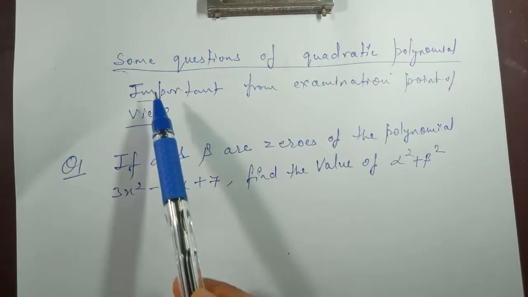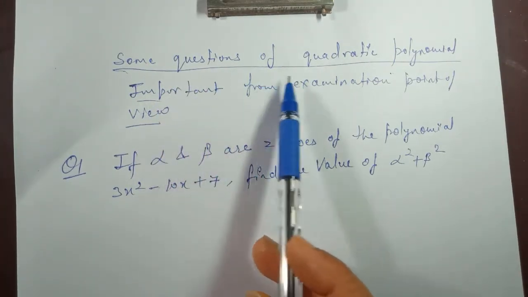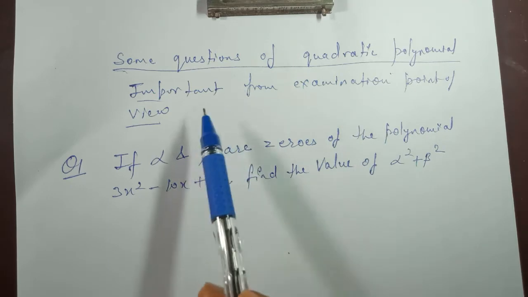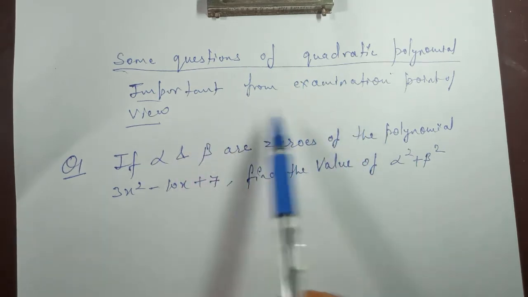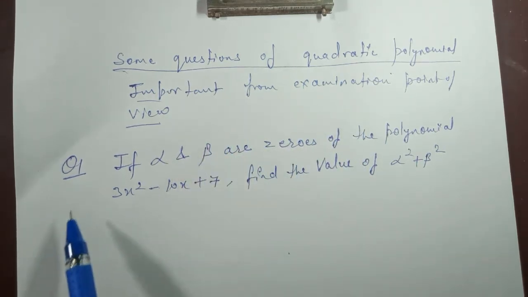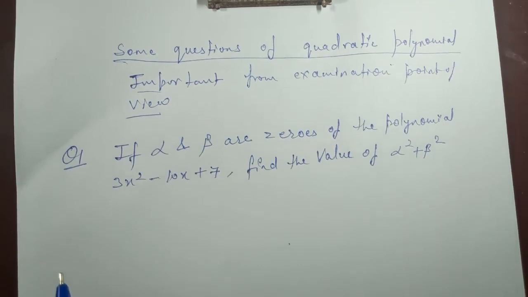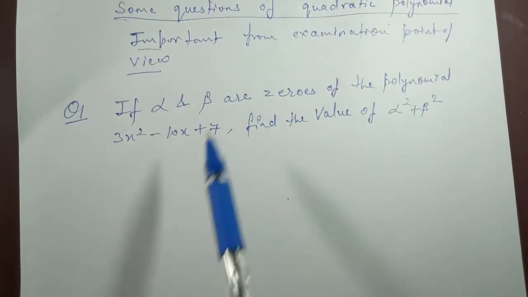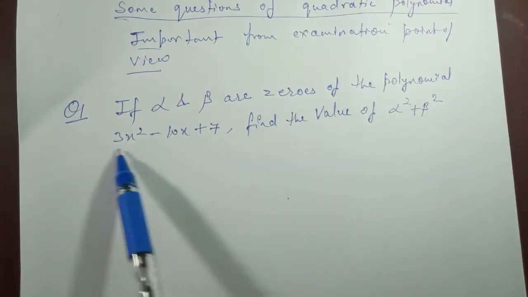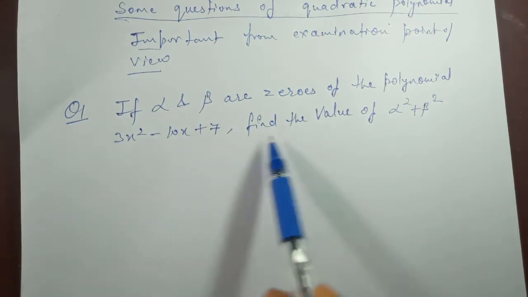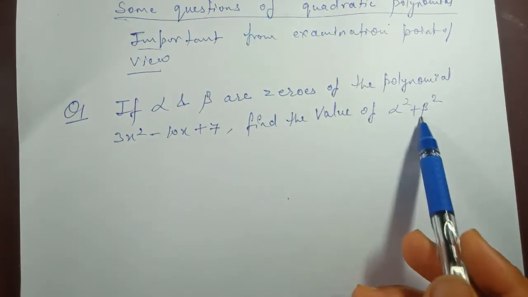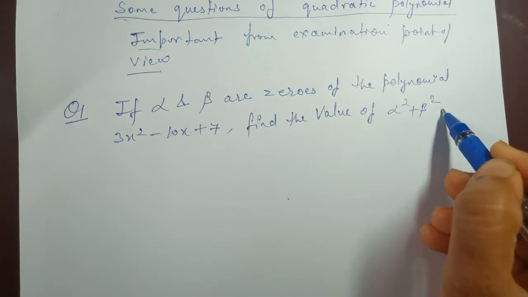Yes, children, today we're going to solve some questions of quadratic polynomials. These questions are important from the examination point of view. Today I am taking one question: if alpha and beta are zeros of the polynomial, find the value of alpha square plus beta square.